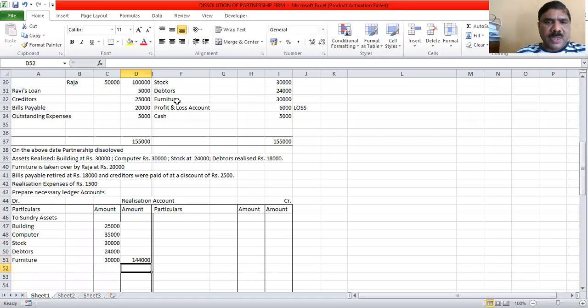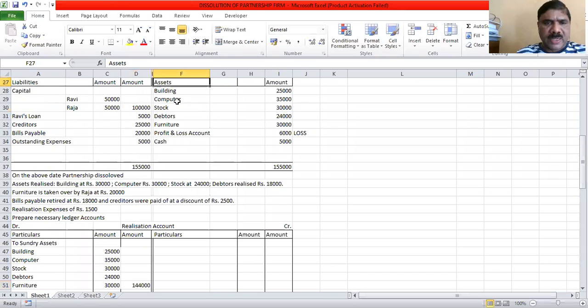Now I transferred all the assets to the realization account debit side. You know that realization account assets show the debit balances. I transferred the capital balance. I transferred Ravi's loan account balance. Now what is left out? Creditors, bills payable and outstanding expenses.